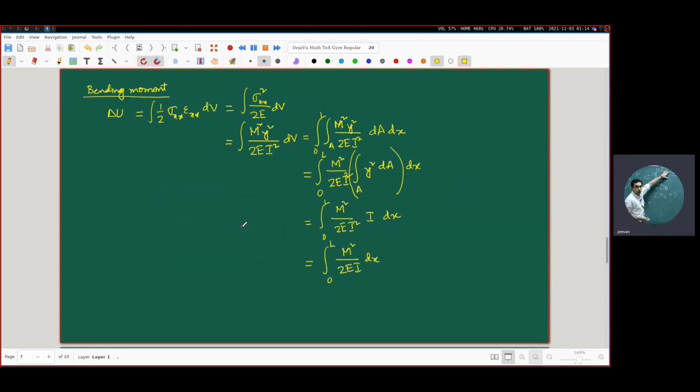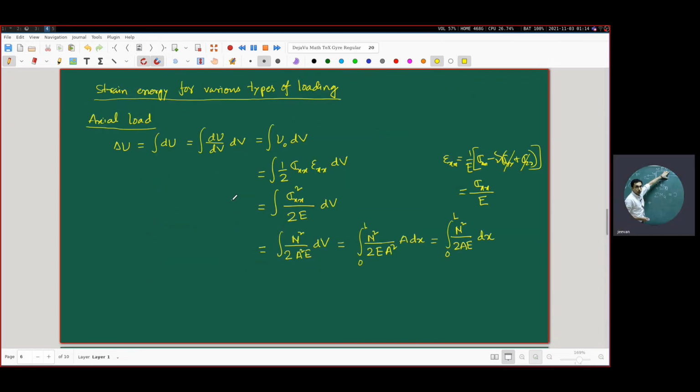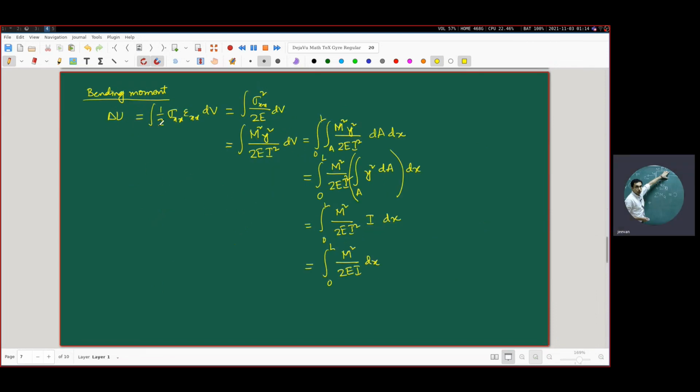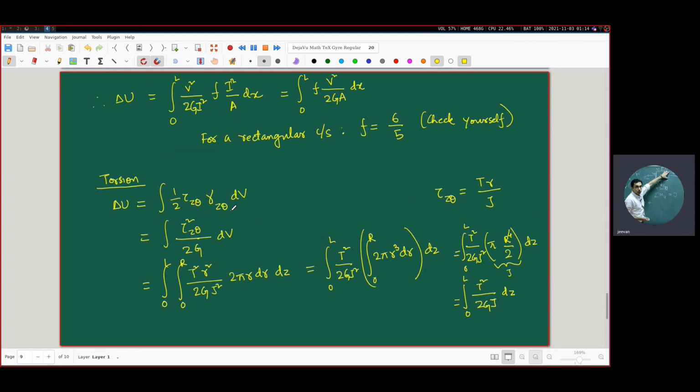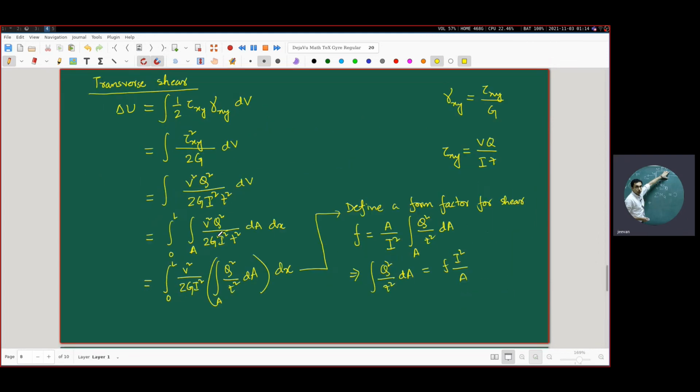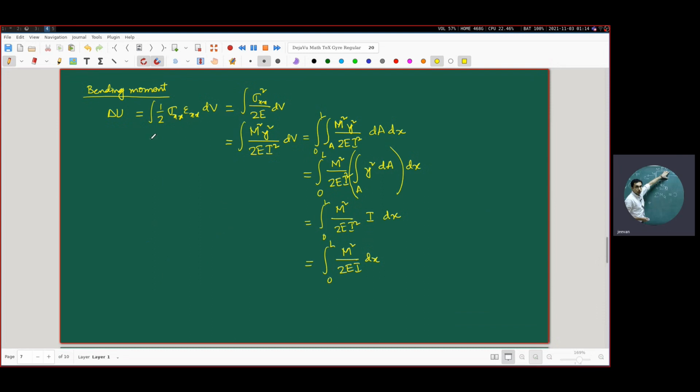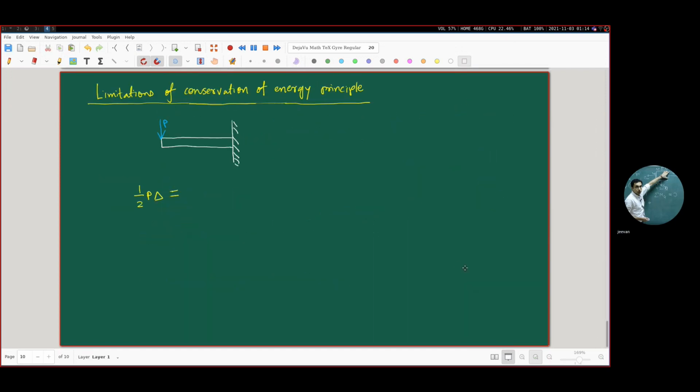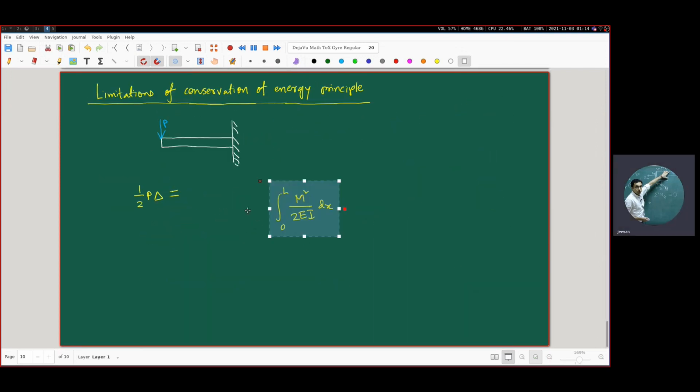Earlier we had obtained various expressions for the strain energy for various kinds of loading: axial loading, then bending moment, then transverse shear, then torsion. The appropriate one we need now is bending moment, and the expression for this is the integral from 0 to L of M squared by twice EI dx. This is the exact same thing which I will just copy and paste from there to here.